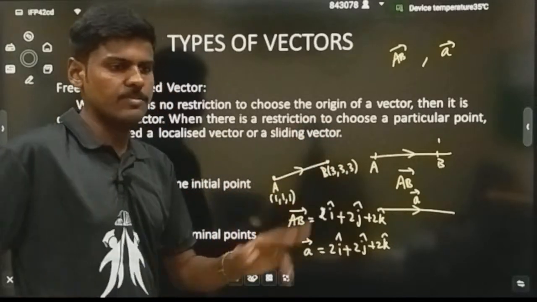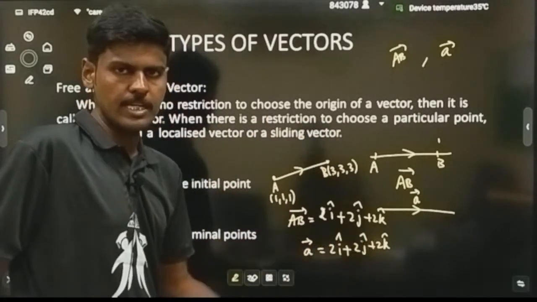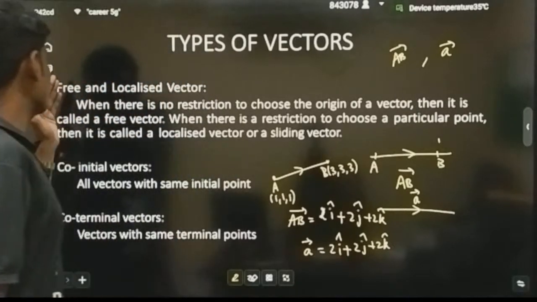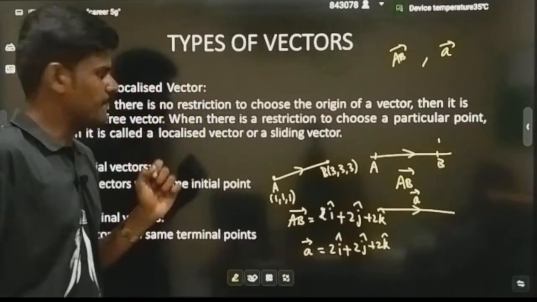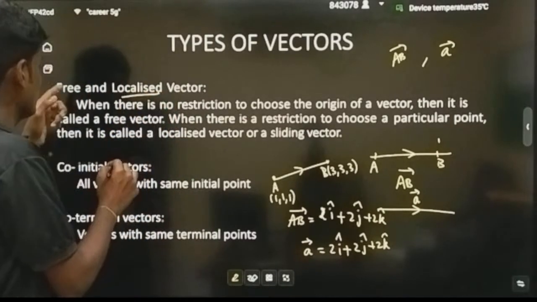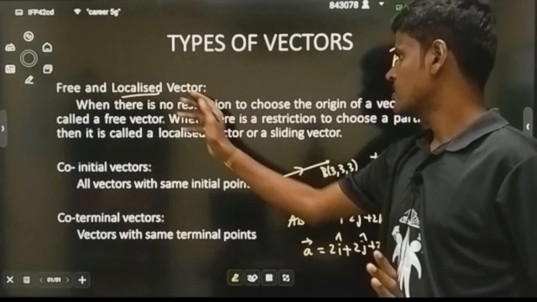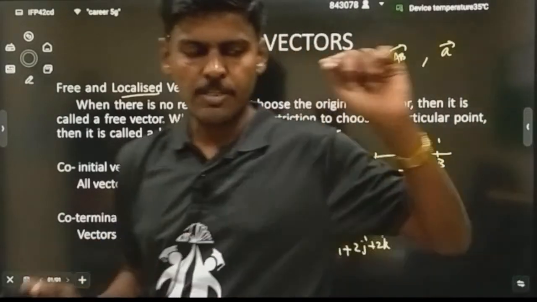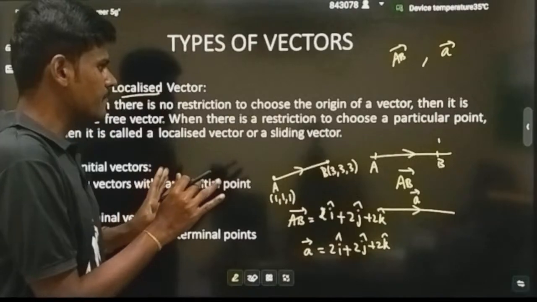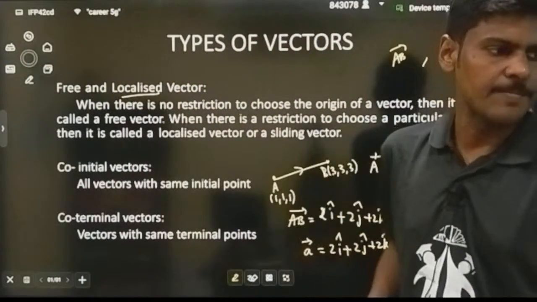So that means AB vector will be a fixed vector. Do you understand the difference? Where this A vector is a free vector. So what is a fixed or localized vector? Its position is fixed. That is a localized vector. Free vector means its position is not fixed. That is the difference. So when there is no restriction to choose the origin of a vector, that means if the initial point is not fixed, then it is a free vector. Otherwise, it is a fixed or localized vector.